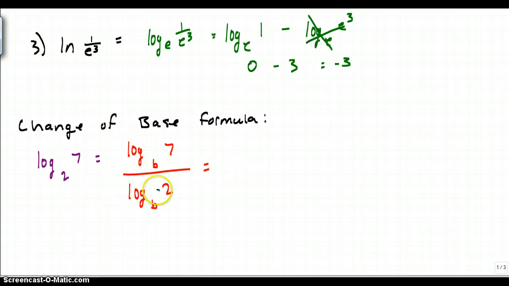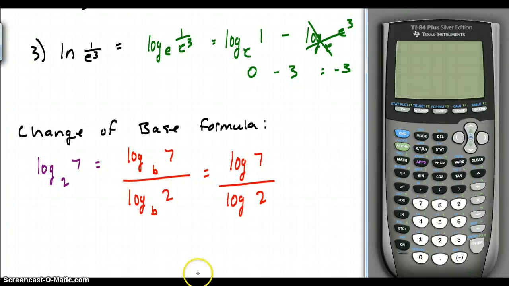So I can plug in any base that I want. I would like to use base 10 because that's the most common, it's easiest to work with. So this becomes log base 10 of 7 over log base 10 of 2. Remember, when we have log base 10, we don't write the base. And you can plug this into your calculator and get the answer.